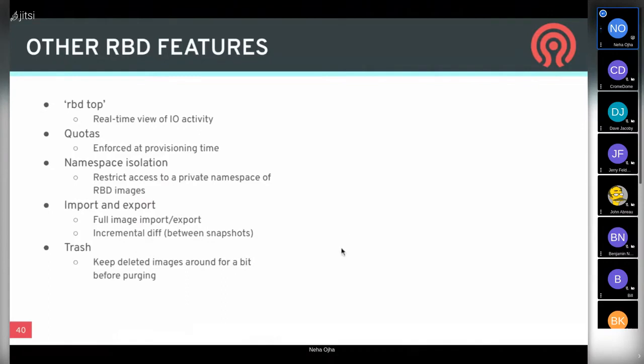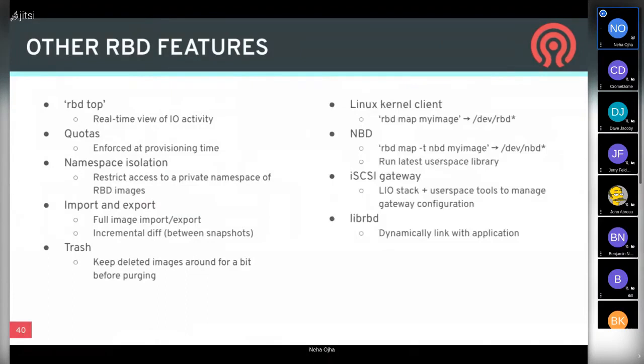You also have this RBD trash concept, which lets you keep deleted images over a period of time before purging. So it's essentially holding onto it, maybe for archival purposes or anything else that you have a use case for. There are different ways in which you can consume RBD. The Linux kernel client, there's an NBD client, depending on whichever use case works for you. There's also an iSCSI gateway and also a libRBD implementation that can be dynamically linked based on your application needs. So these are the implementations users can choose from.